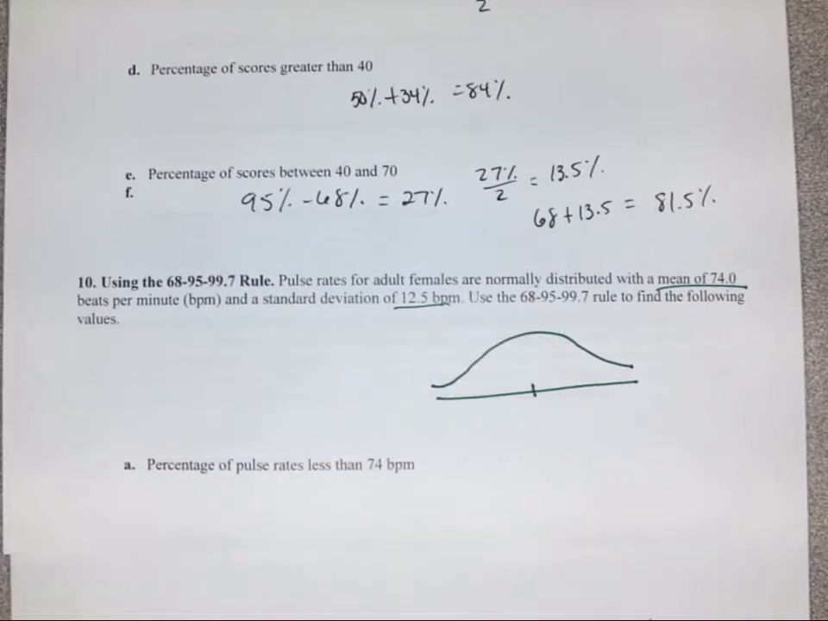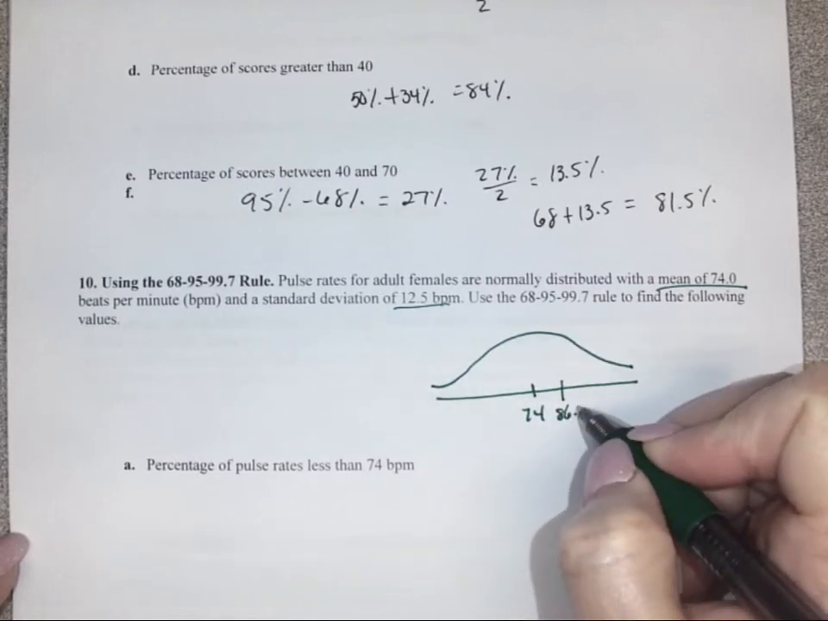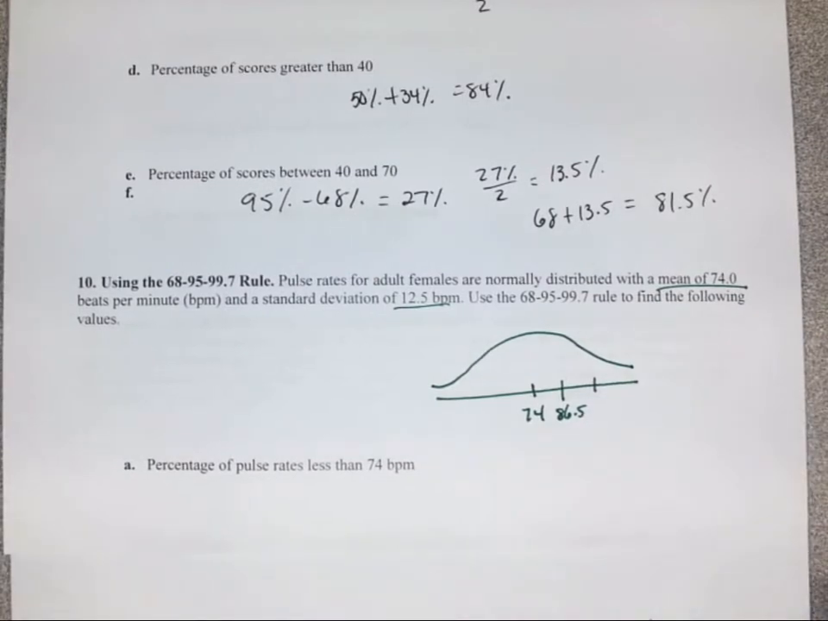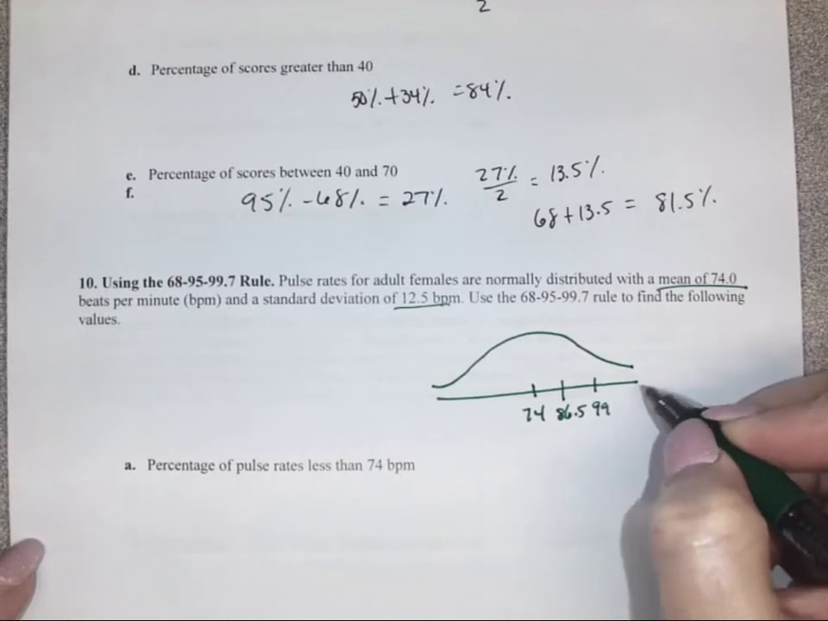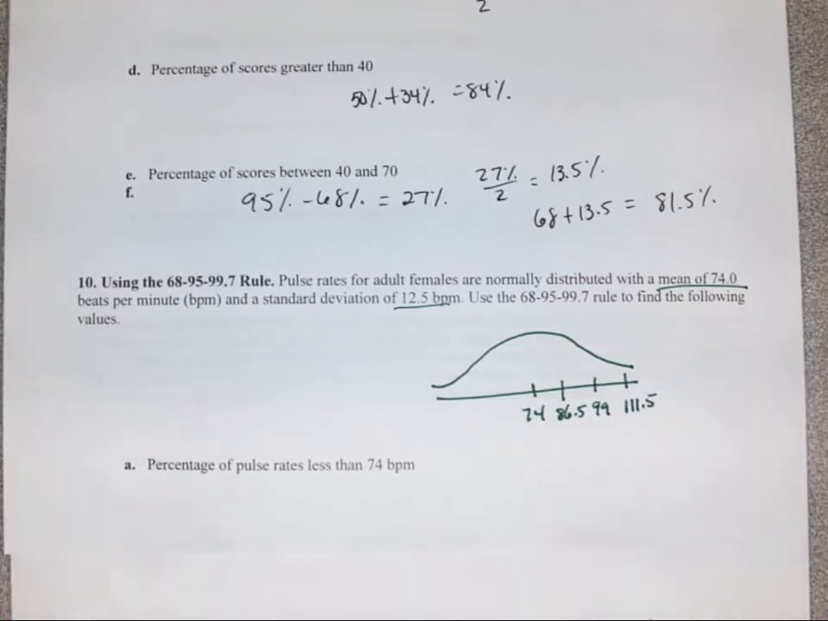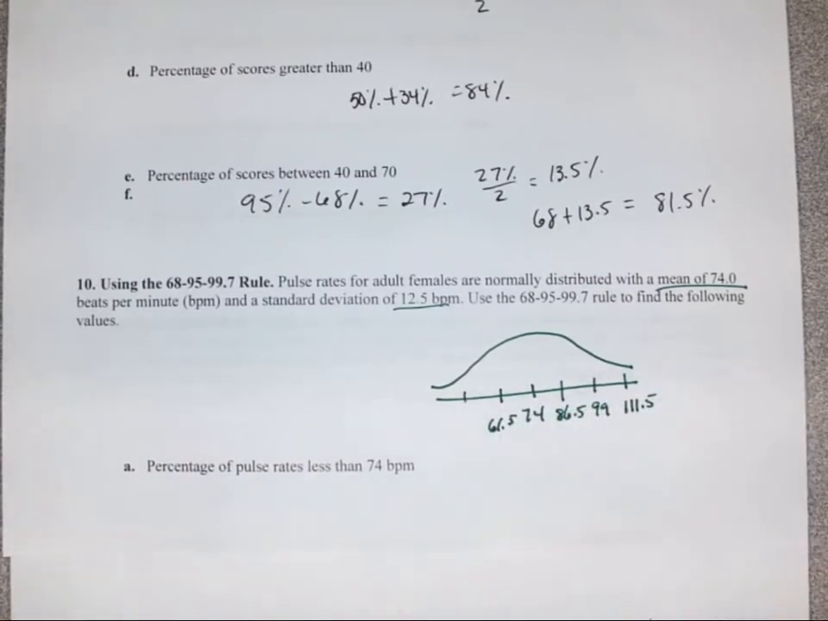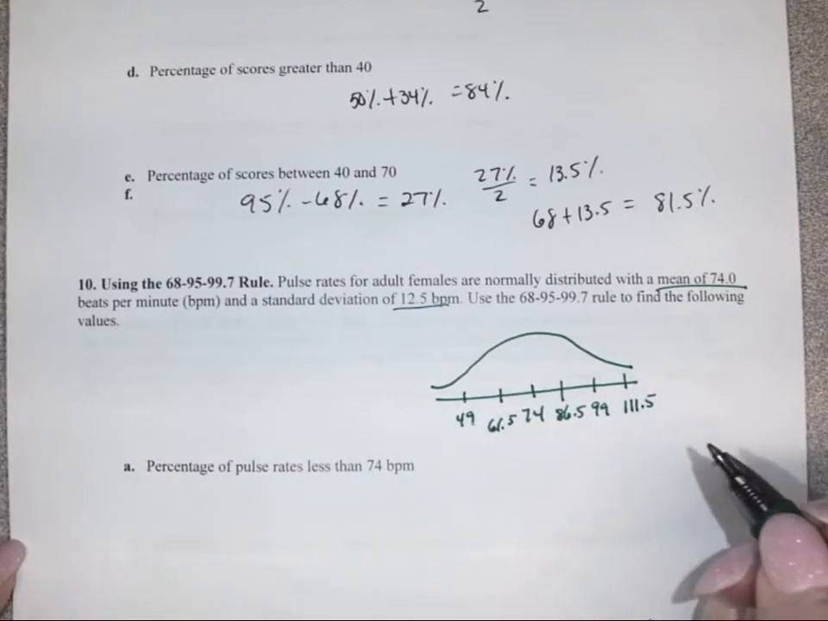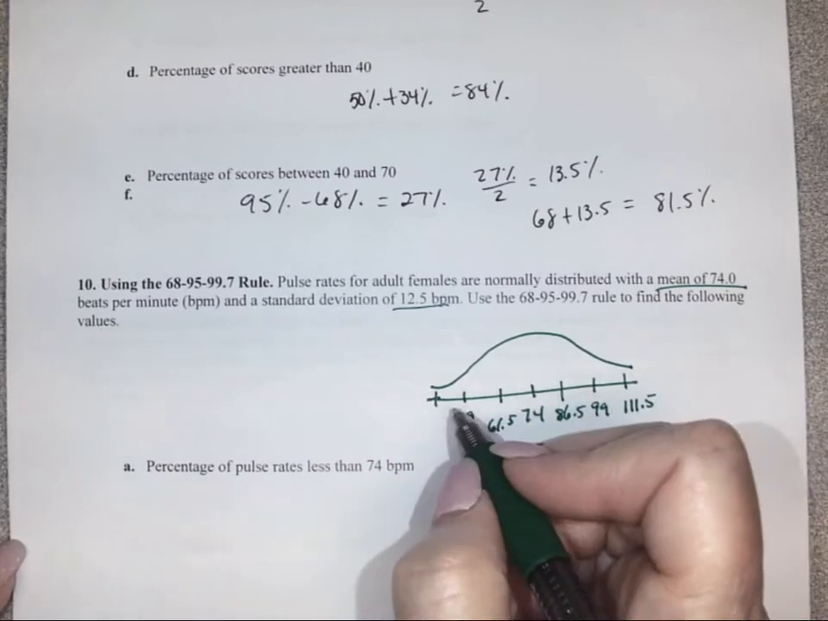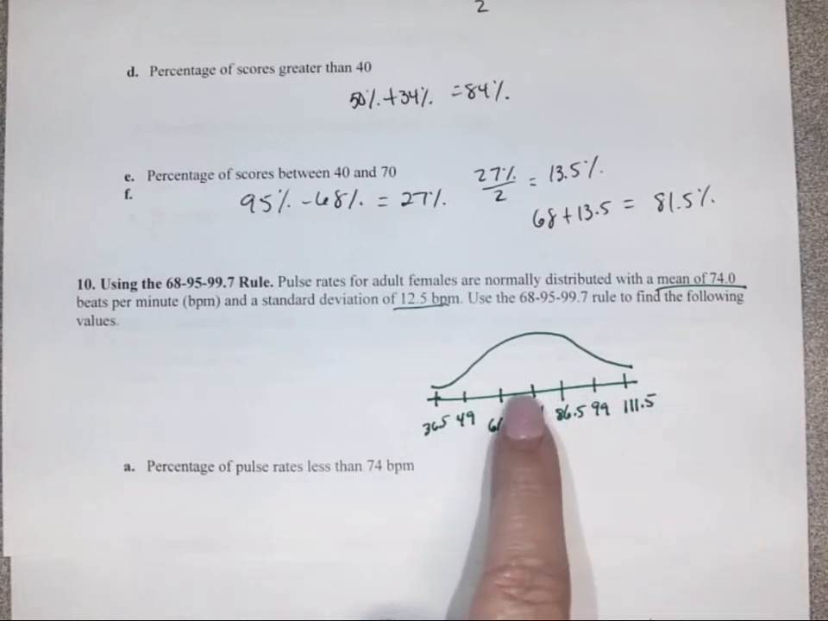We're going to use that rule again. So that means our mean is at 74 and each standard deviation is 12.5. So 12.5 plus 74 will get us 86.5. Another standard deviation, when we add 12.5 to that, we get 99. Plus another standard deviation will get us 111.5. Going the other direction, we're going to subtract 12.5, and when we do that, we get 61.5. And then we'll subtract it again, and we will end up with 49. And we're not quite evenly spaced, but it'll be all right. And then our last one would be 36.5.